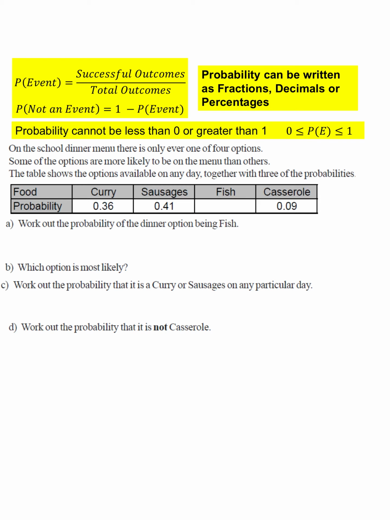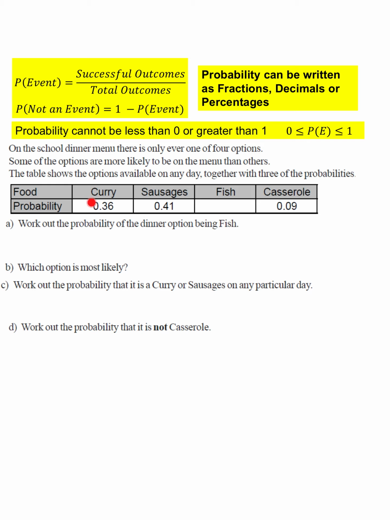Okay, so we'll just do one more example. Now, up at the top here, probability can be written as fractions, decimals, or percentages. So far it's just been fractions, but remember fractions, decimals, and percentages are all interchangeable. So in this question here, we have a school dinner menu. So we have curry, sausages, fish, and casserole. But we can see there that the fish is missing. So part A, we need to work out the probability of the dinner option being fish.